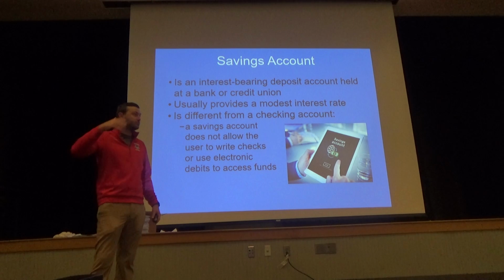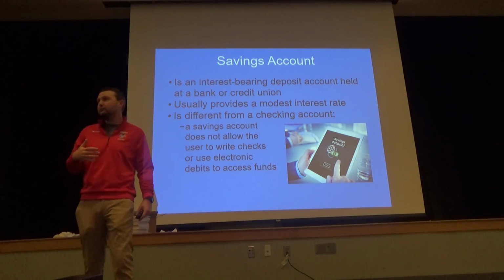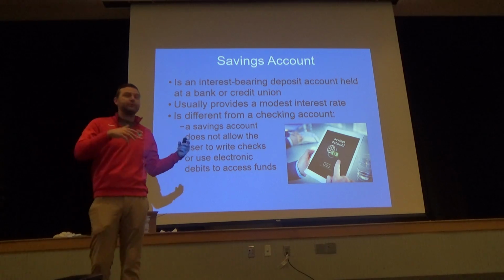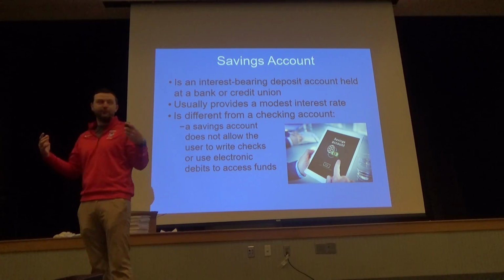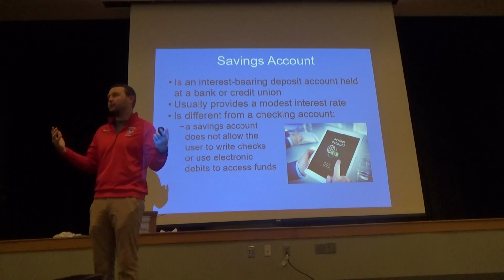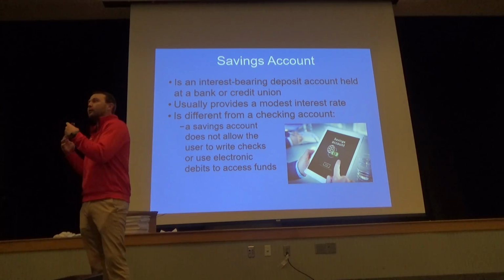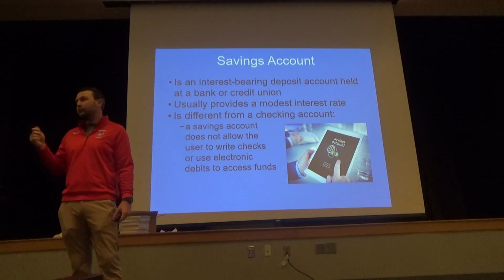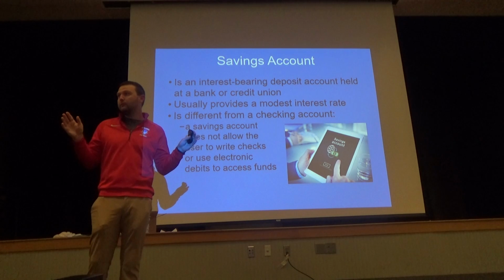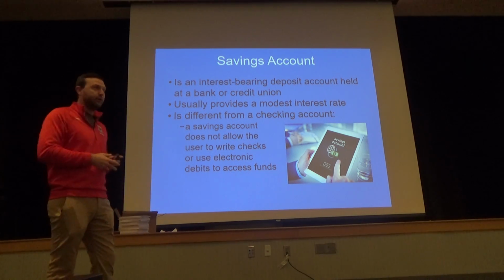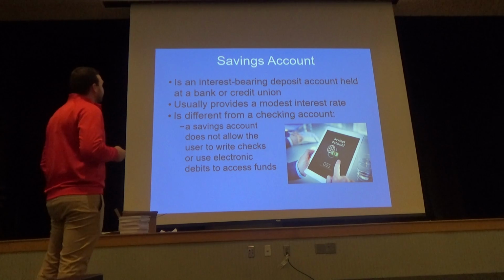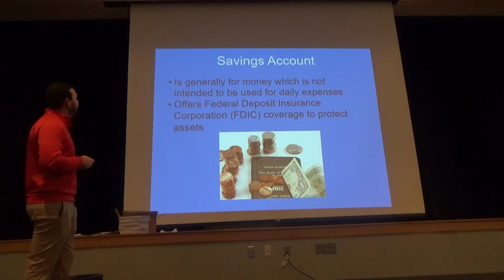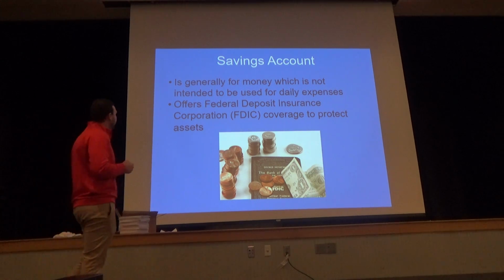So if you had $20,000 in a savings account, and all of a sudden you need to buy a new car, a new washer, a new dryer, whatever it may be, life comes at you fast, which it does and will, and you need to go get that money now. You can go to the bank and say, I need to get some money out of my savings account. Absolutely, you get it out, that's it. And that's the reason it has that lower interest rate. That's just a regular savings account, and it is used for money which is not intended to be used for daily expenses.